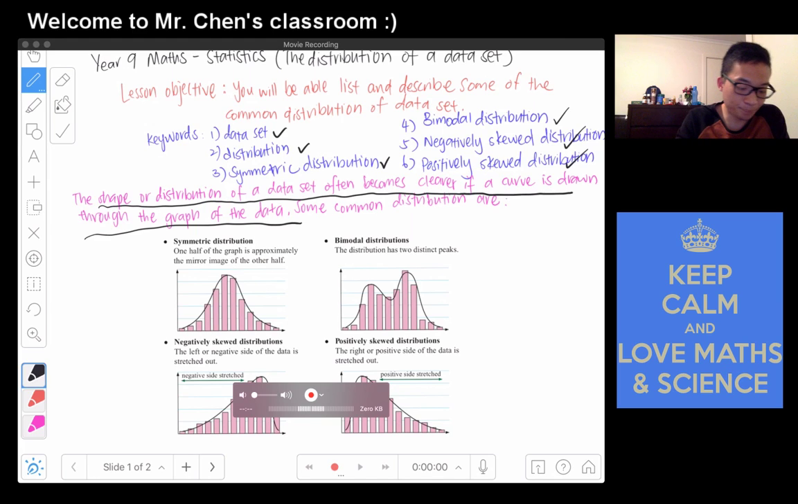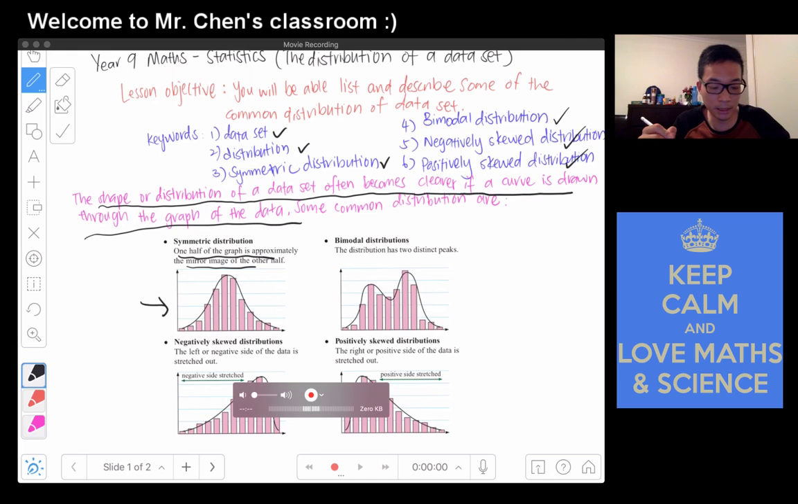Let's look at that. So the first one is symmetric distribution. Symmetric means it is symmetrical, so each side looks the same. One half of the graph is approximately a mirror image of the other half. So right here we have a symmetric distribution. One very good example is the height of students at high school.